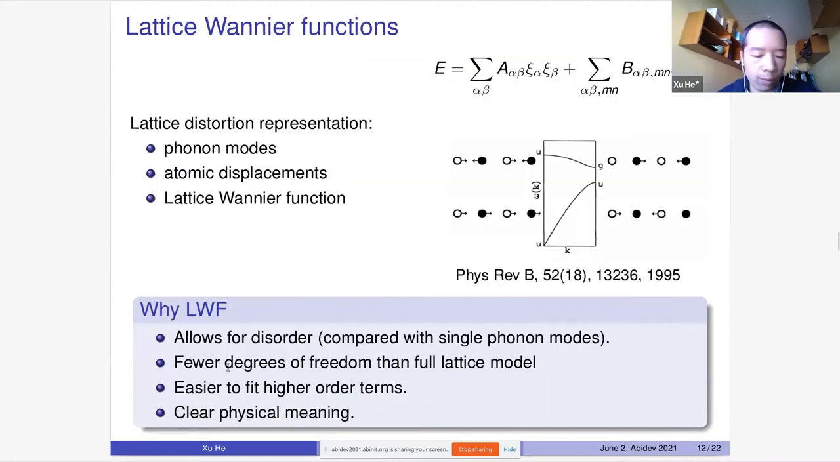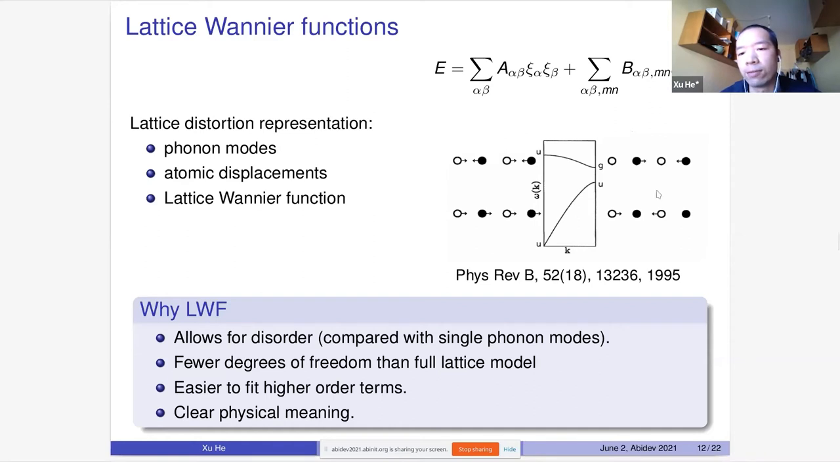The next thing I want to discuss is the development of lattice models using lattice Wannier functions. If we want to model the lattice distortion, we could first use some specific phonon modes to represent it. We could also use all atomic displacements, but sometimes we could select a few phonon branches we are interested in and build a lattice Wannier function to capture the effect of these phonon modes.